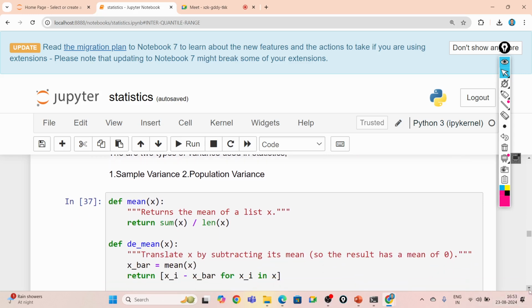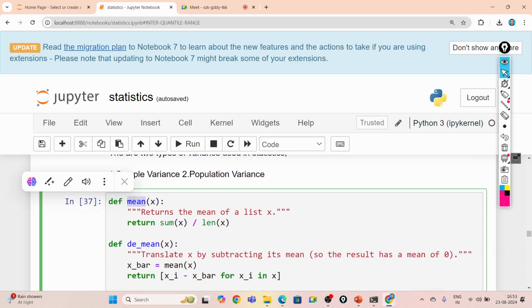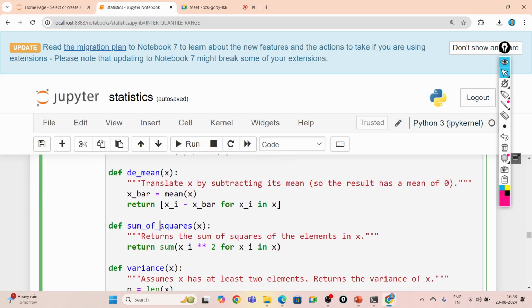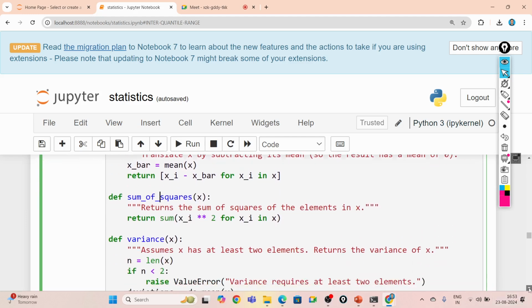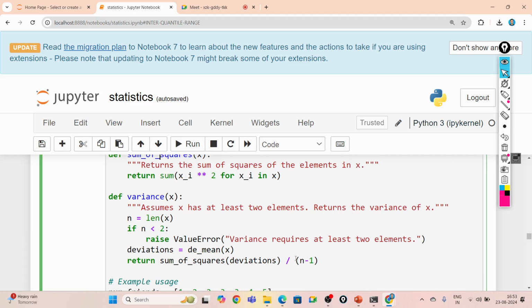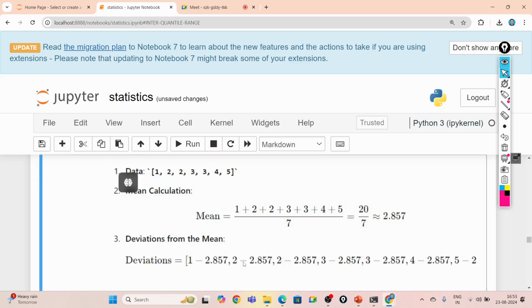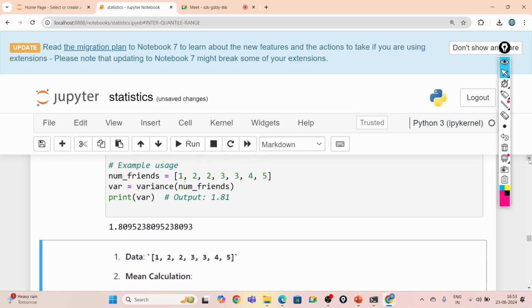So first job, what do we need to calculate? We need to calculate the mean. Then second thing, we have to calculate the difference from the mean, so for every value we calculate the difference from the mean. Third step, we take the square of that, and lastly we get the variance by dividing that value by n-1 for a sample data set, and if you have the total data set, you consider n. Now in the same way, this is the example we have, num friends. We are taking these values 1, 2, 2, 3, 3, 4, 5, and then we are calculating the variance for that. If you run this, you will get a value like this.